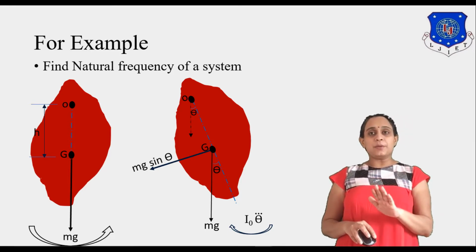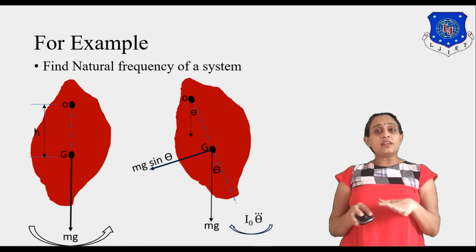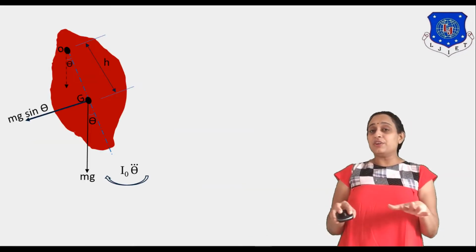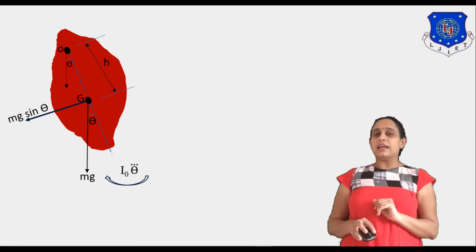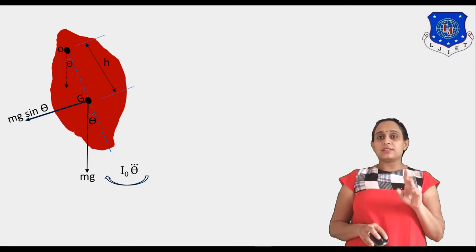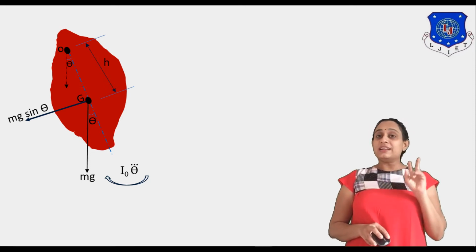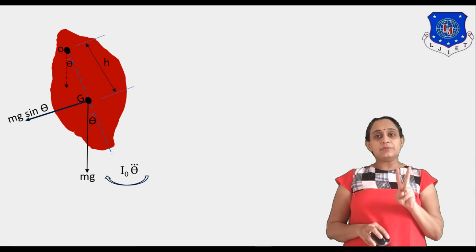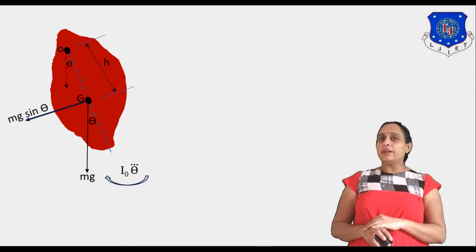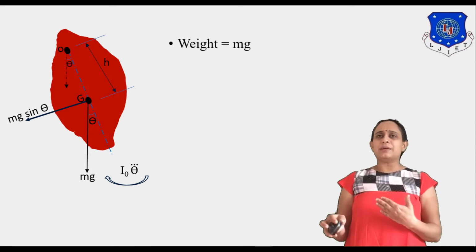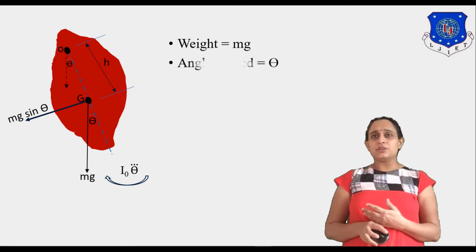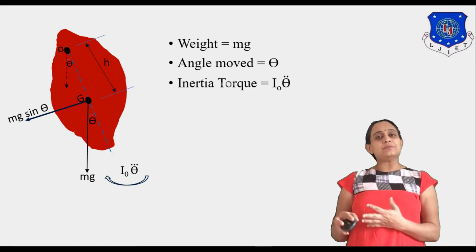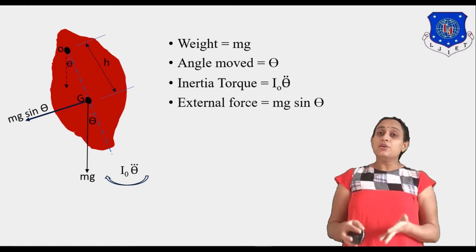So this is our system. Besides this, we do not have any other kinds of forces acting on the system. Let us look at this diagram. We have two effects: one is the inertia torque, and the second is the restoring force, mg sine theta. Let us take moment about O. The weight is m into g, the angle moved is theta, the inertia torque is I0 theta double dot, and the external force, mg sine theta, is due to the weight.